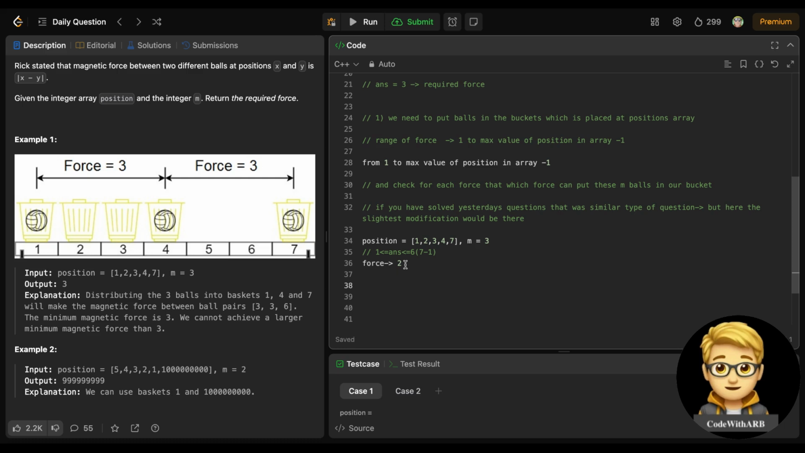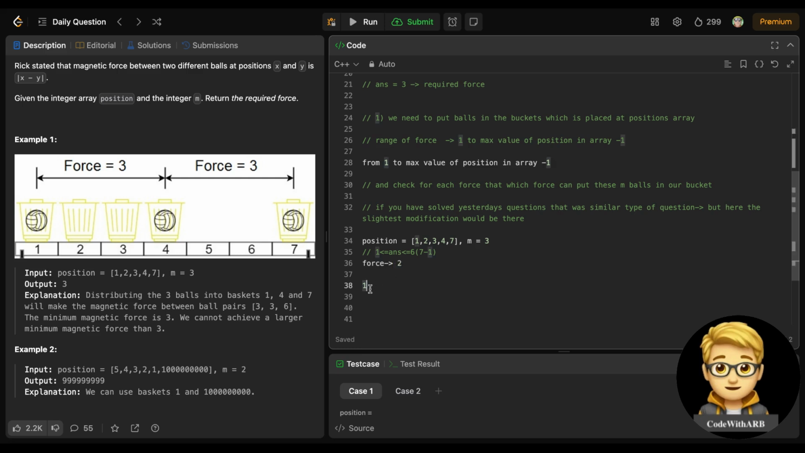I'm stating that force 2 is the minimum force for these positions. So if I take 2, I can place one ball at one position, so I place that, right? For making force 2 between two balls, where would I place the next one? I want to place it at some position where the difference between the two ball positions would be greater than or equal to this force, because this is the minimum force I want.